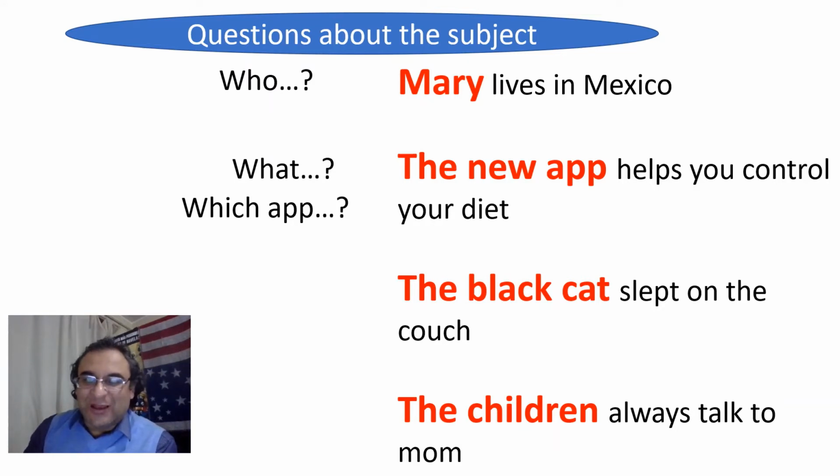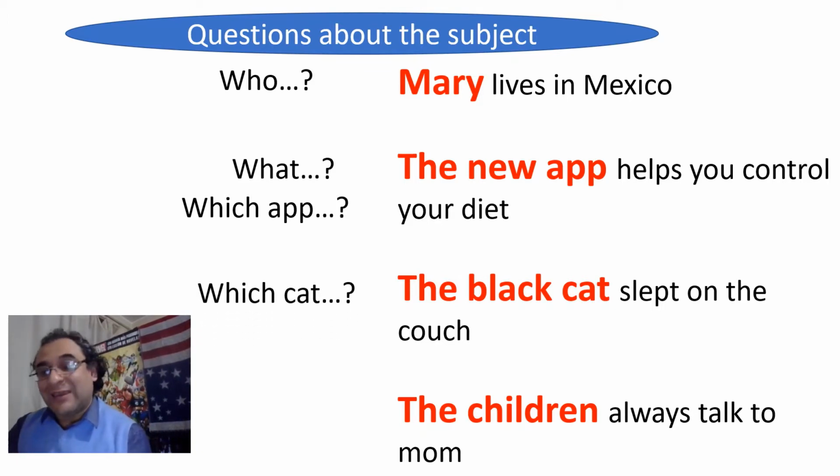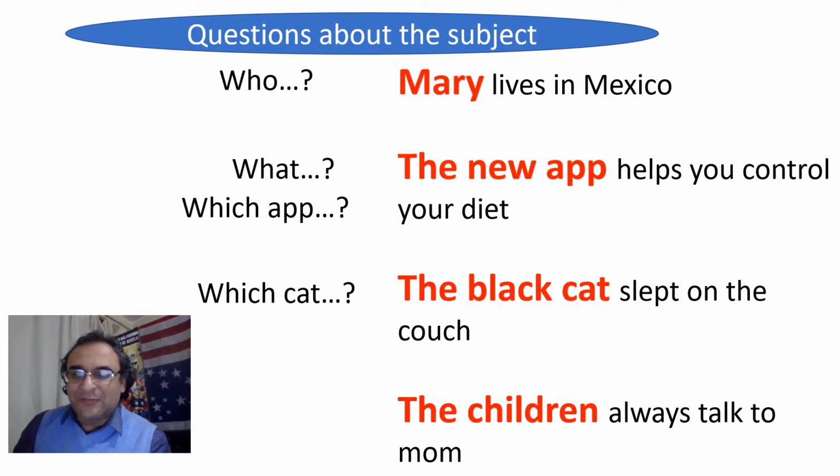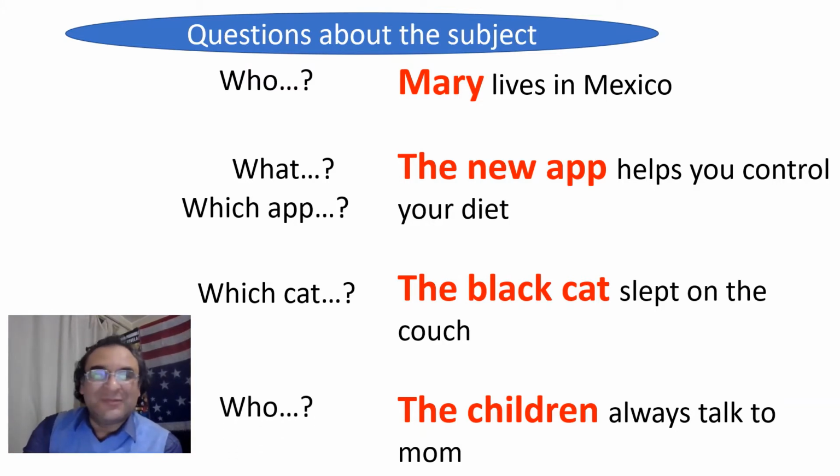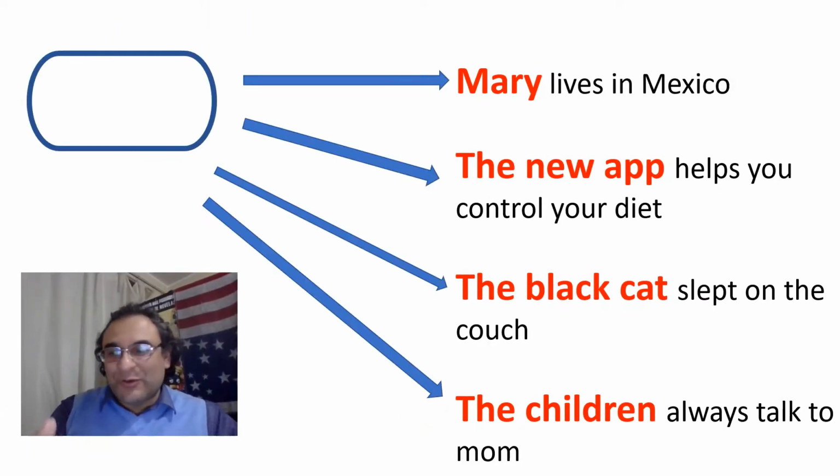In the next sentence, we have the black cat. What would be the question for the black cat? The question would be which cat, right? Which cat? The black cat, right? And finally, for the children, what would be the question for the children? The question would be who, right? So we recognize the subject in all the sentences, right? That's the subject. We identify the questions.